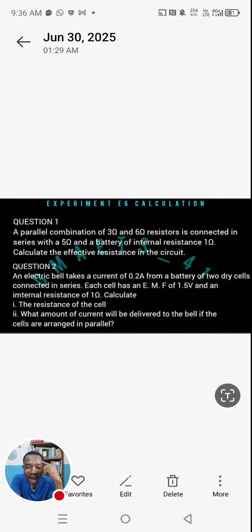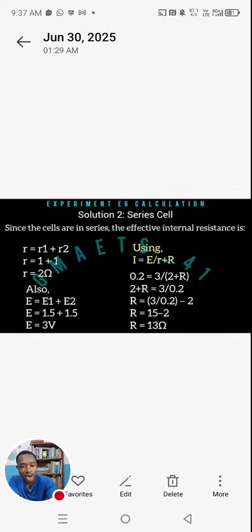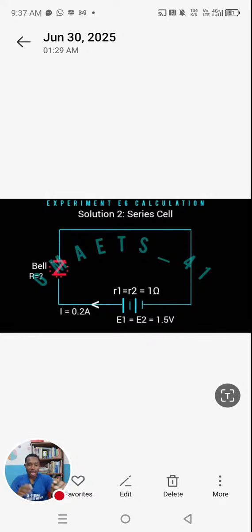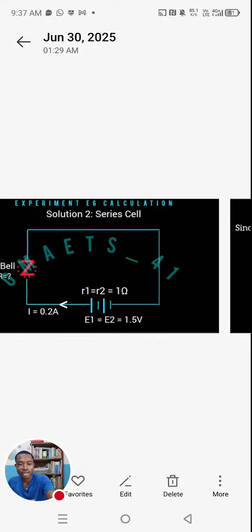In part II, we are asked what amount of current will be delivered to the bell if the cells are arranged in parallel. So in fact, for this question, you even need to calculate that external resistance of the bell. That is why you need the electromotive force values when it is in series, then use them to calculate the external resistance of the bell, capital R. We got 13 ohms. This bell in question, I use the Z notation, that red Z with a dotted circle around it. The resistance of that bell, capital letter R, is 13 ohms as calculated.